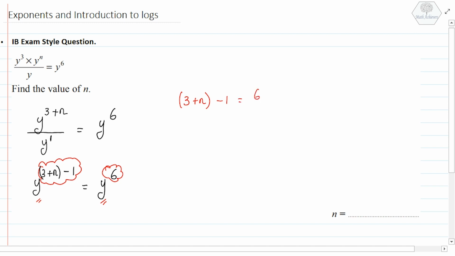Now, just adding, I will be having 2 plus n is equal to 6. Now I'll have n equal to 4. So the value of n in here is equal to 4.